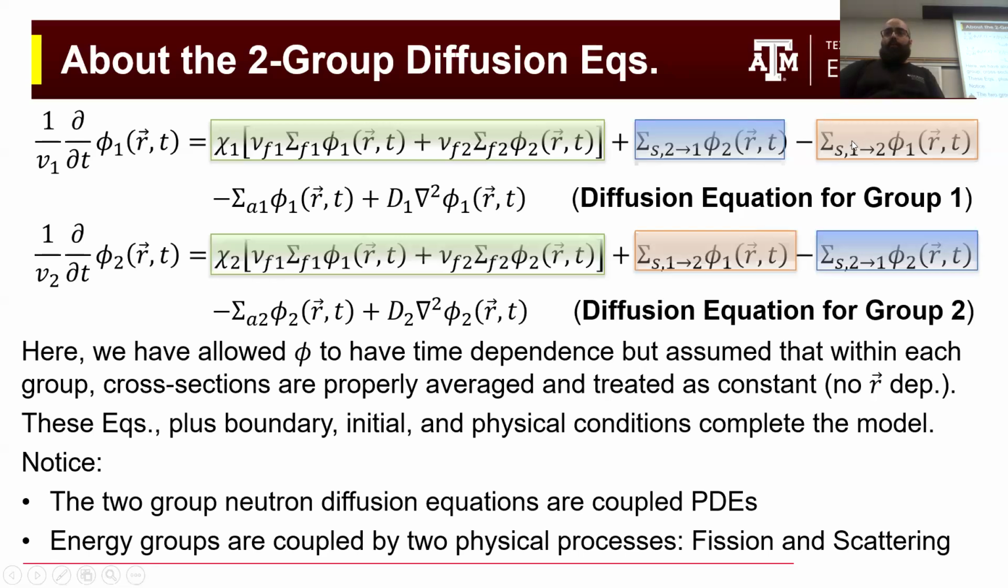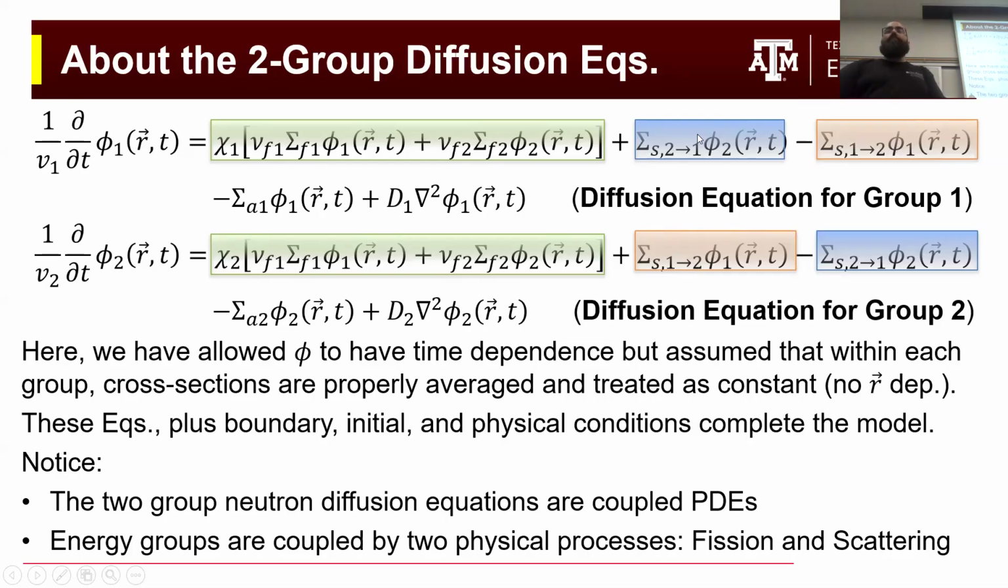And I have losses for group 1 from neutrons scattering out of group 1 into group 2. That outscattering for group 1 is exactly equal to the gain mechanism for my group 2, because anything that scatters out of group 1 goes into group 2. So that term becomes a gain mechanism for group 2.